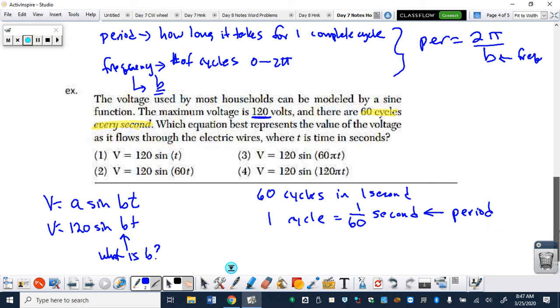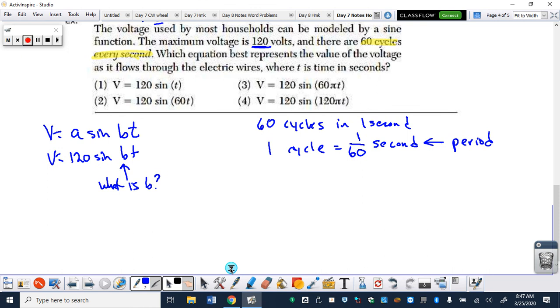A little confusing, hang in there. We're not done. First of all, notice that none of them have 1/60th in the formula, in the equation, which is a good thing. It means, okay, we're not wrong, we're not done. We're going to use the formula: period is equal to 2 pi divided by B. Well, I know period is 1/60. Set that equal to 2 pi divided by B, cross multiply to find B.